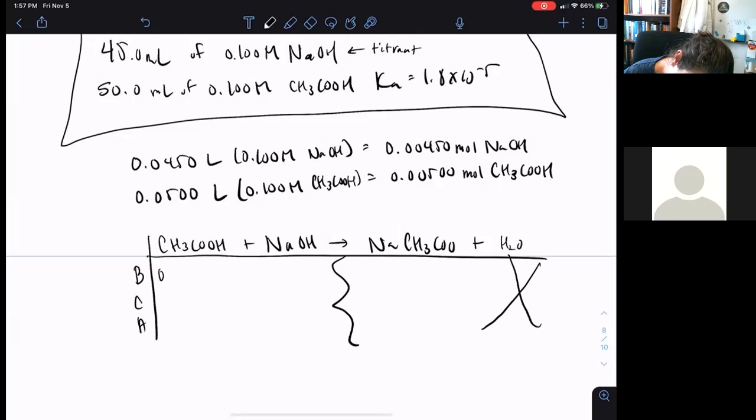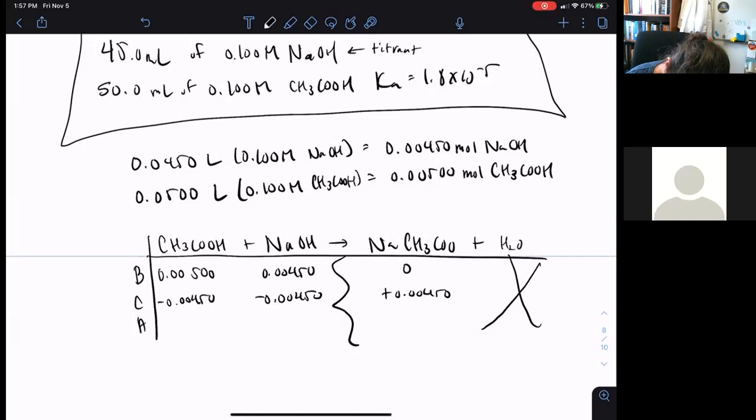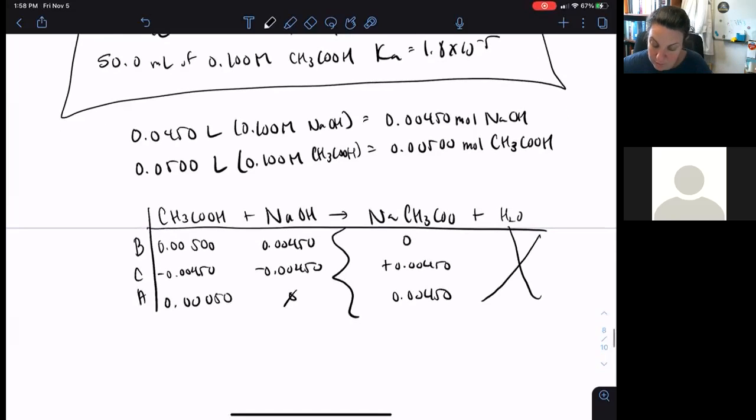Have 0.00500, 0.00450, which are limiting, so minus 0.00450, minus 0.00450, plus 0.00450. Okay. So this ratio is less than 1 to 10. So we're good.